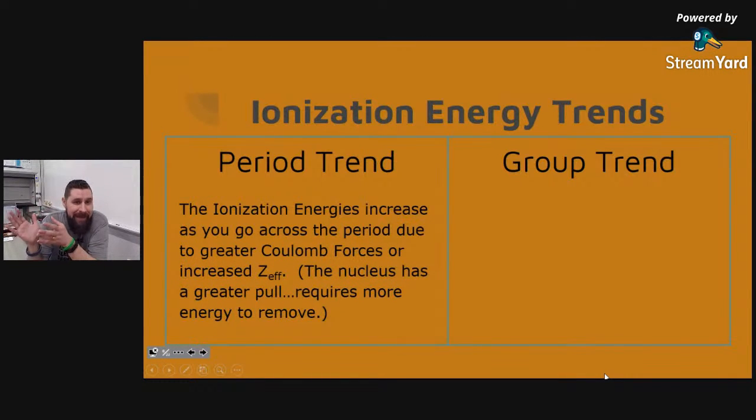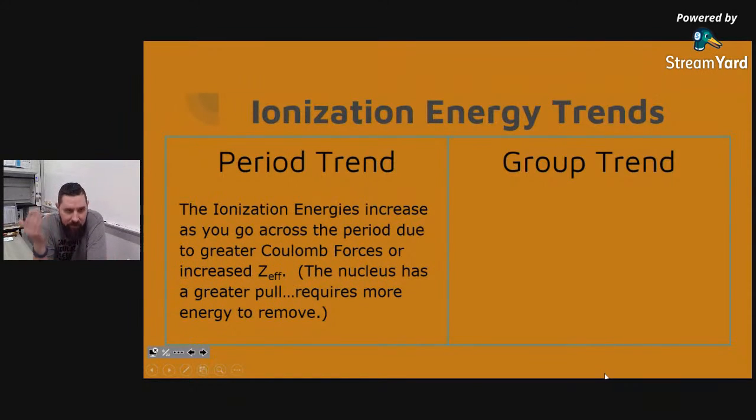The reason it increases is because radius decreases. If we go back to Coulomb's law, as radius decreases, remember, force of attraction is going to increase. And because that force of attraction increases, it becomes more and more difficult to remove that electron from the atom. And the more difficult it is to remove the electron, the more energy it's going to take. So as radius decreases, ionization energy increases.